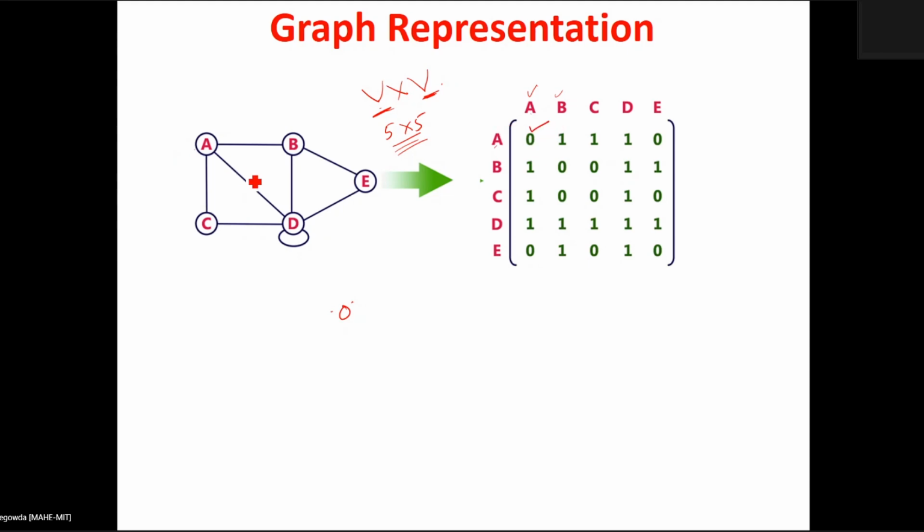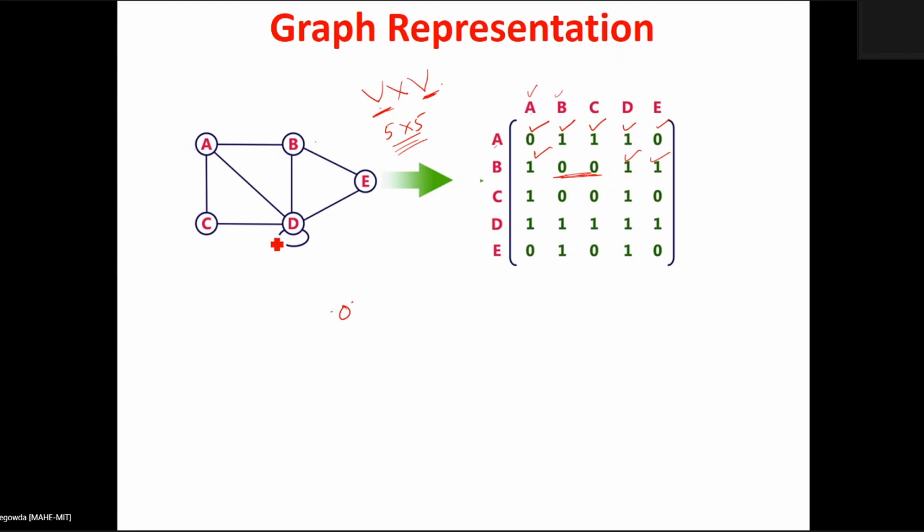Let us find whether there is an edge between A and B. Yes, there is an edge between vertex A and B, so this has to be 1. There is an edge from A to C also, and from A to D also, 1, but there is no edge from A to E, so this element becomes 0. In the same way, find the neighbors of B. The neighbors of B are A, D and E. So there is no edge between B and B, and also B and C.